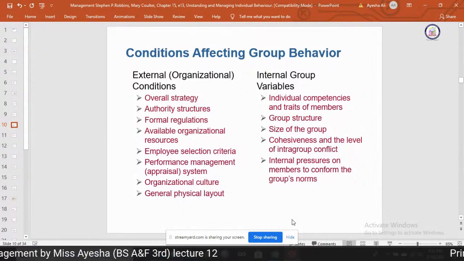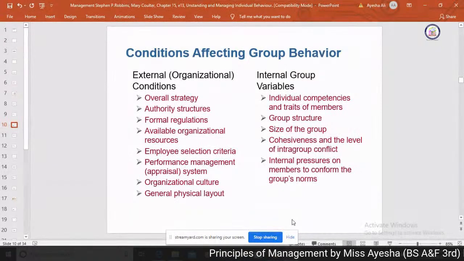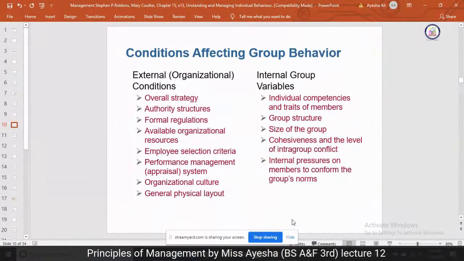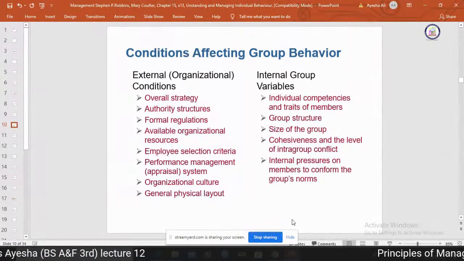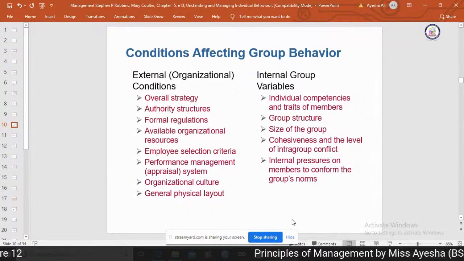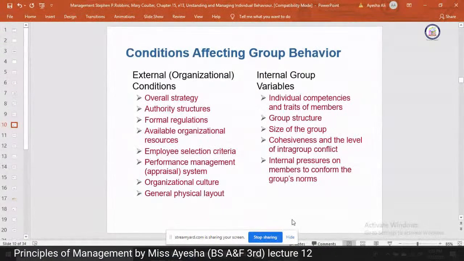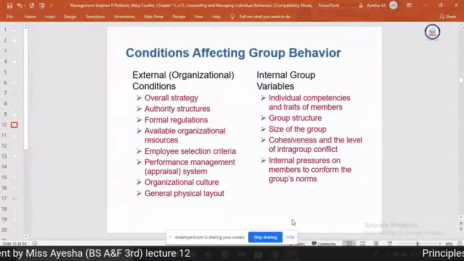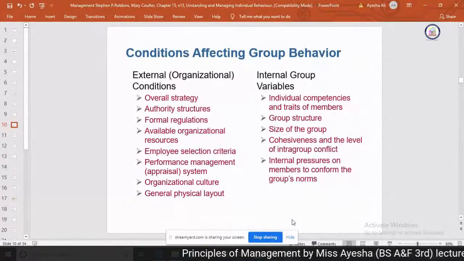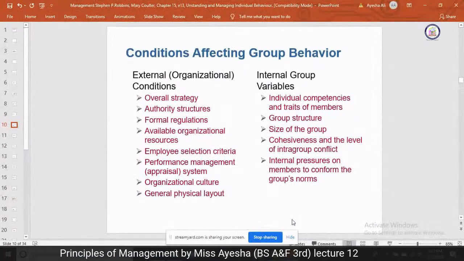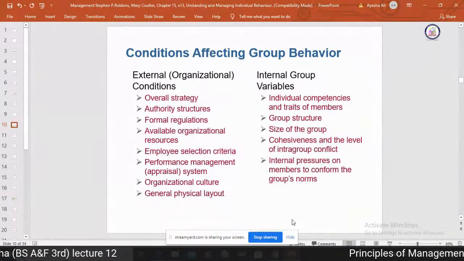So then we have a performance management appraisal system, and how they evaluate the performance of individuals and organization culture, what the structure of the organization is, whether it's a conservative culture, a friendly culture, or an open-minded culture, what type of culture they have, and the physical layout, what the design of the office is, what the location is, and what the setup of the organization is.